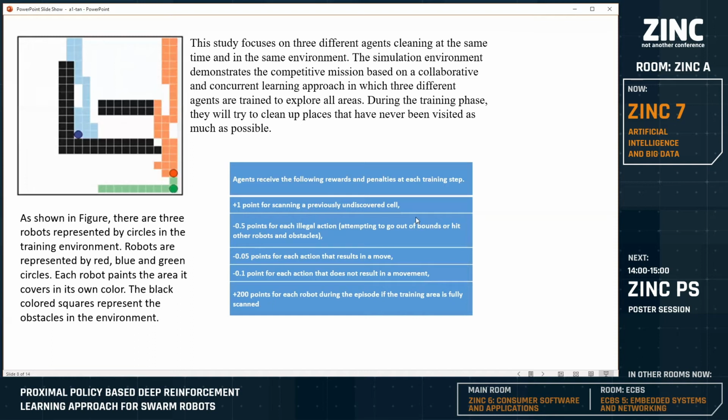In the table, agents receive the following rewards and penalties at each training step: plus 1 point for scanning a previously undiscovered cell, minus 0.5 points for each illegal action, minus 0.05 points for each action that results in a move, minus 0.1 for each action that does not result in a movement, and plus 200 points for each robot during the episode if the training area is fully scanned.